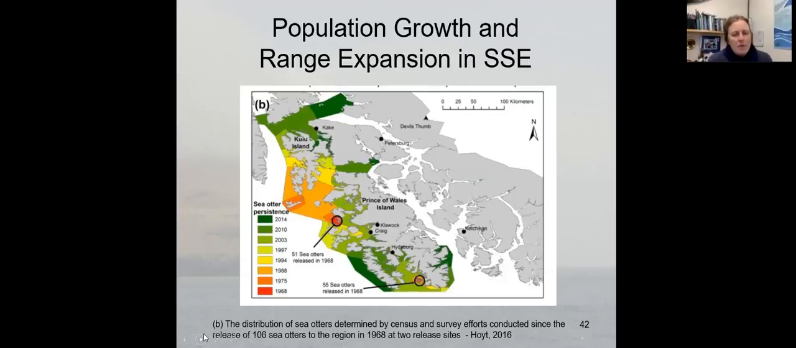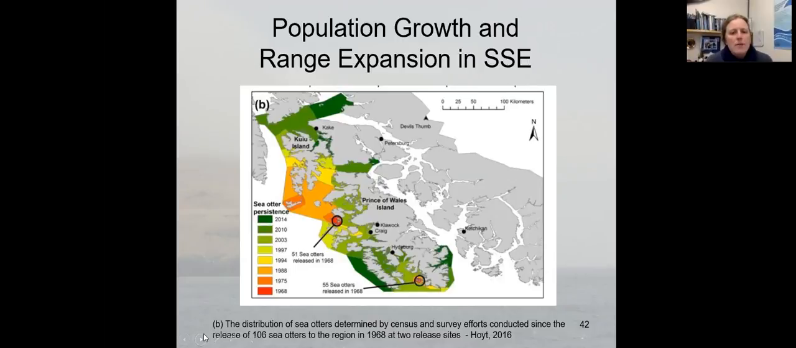At the same time, those populations didn't just stay where they were located. The range and the area that the population covered has also expanded, and that's actually averaged out over time to 117 square kilometers per year. And so this map shows you how that expansion has occurred.